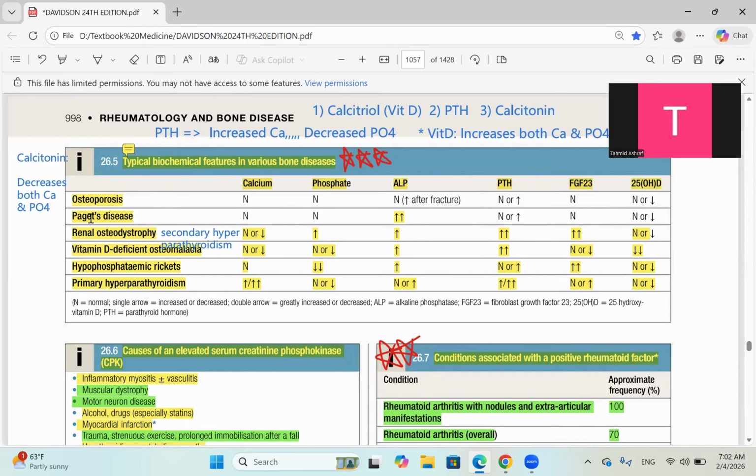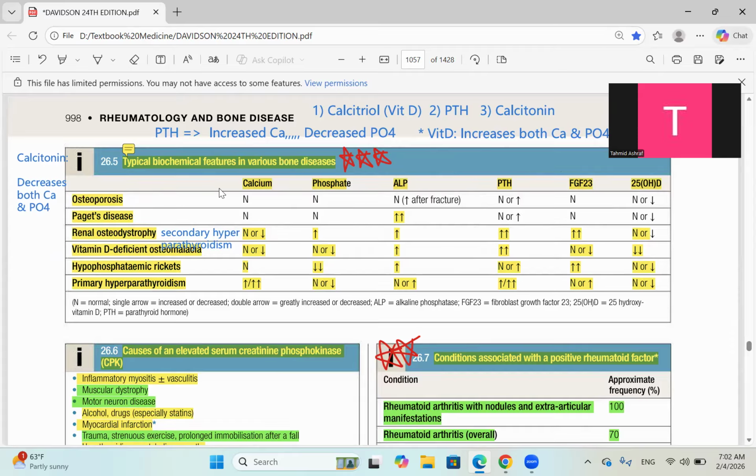So the only disease that is left now is Paget's disease. In Paget's disease, everything is normal except the alkaline phosphatase level. Calcium level is normal, phosphate level is normal, just the alkaline phosphatase level is increased. So this is the biochemical finding of Paget's disease.